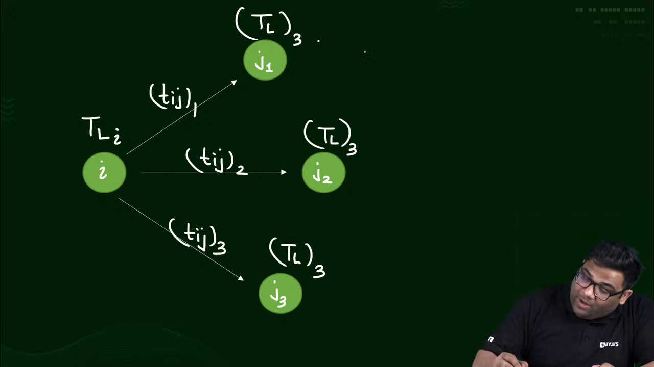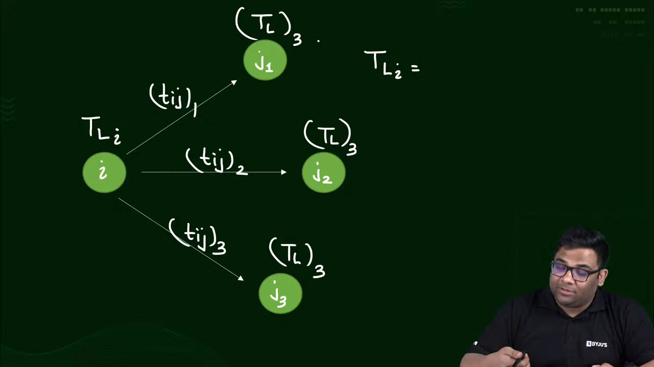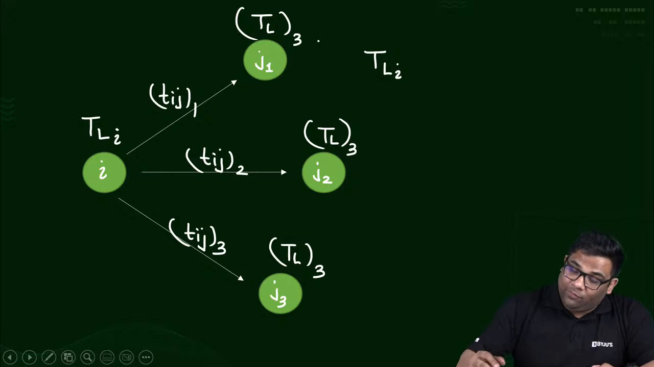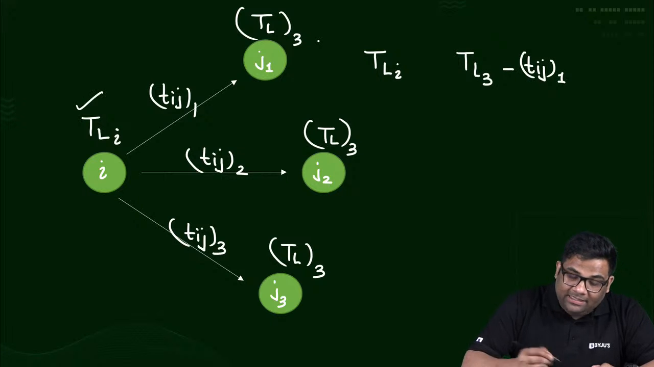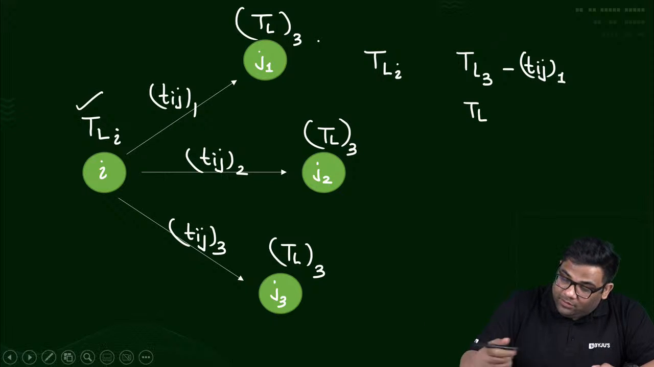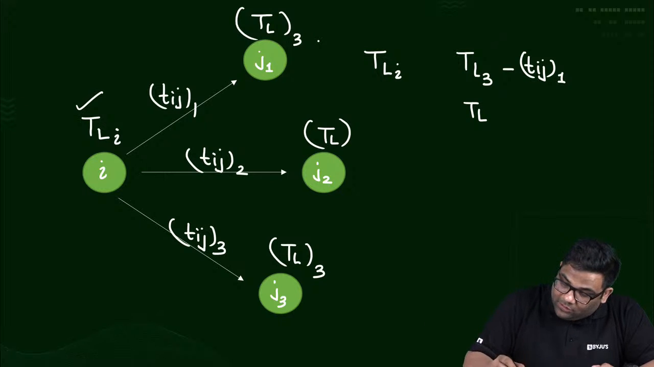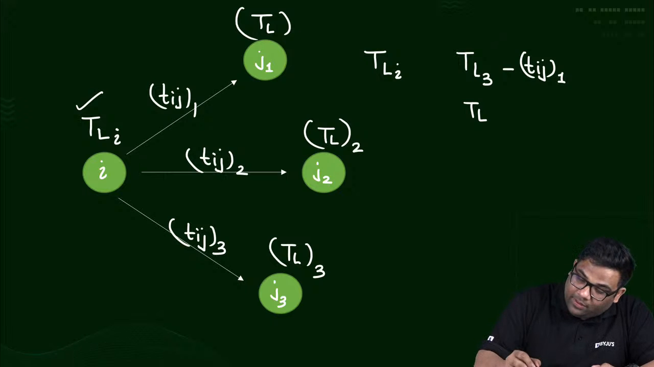So if you want to find out the TL of I, you have three options. You can go backwards. If you go back, then TL of 3 minus Tij of 1, then you will get this. You go backwards. And then TL of 2, sorry, I wrote wrongly. Actually, this is 1.